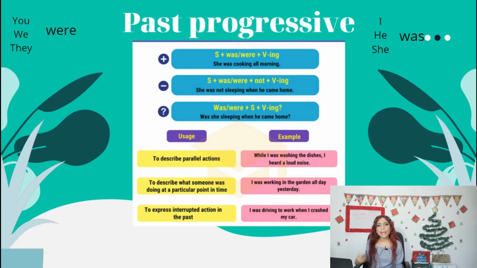So how do we make questions in past progressive? Now remember, we are going to change the place between the verb to be, was or were, and the subject. In this case, we start the question by using was or were, depending on the subject. Next, the subject, and the last thing is going to be the verb in ing. For example, was she sleeping when he came home? Okay, the only thing we need to pay attention to here is: was she sleeping?